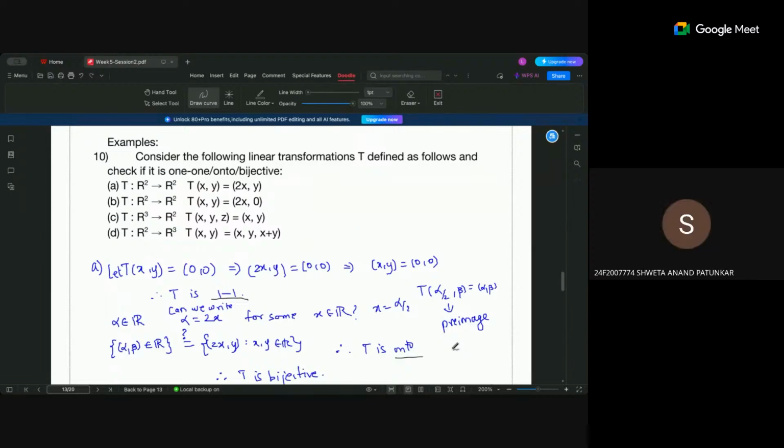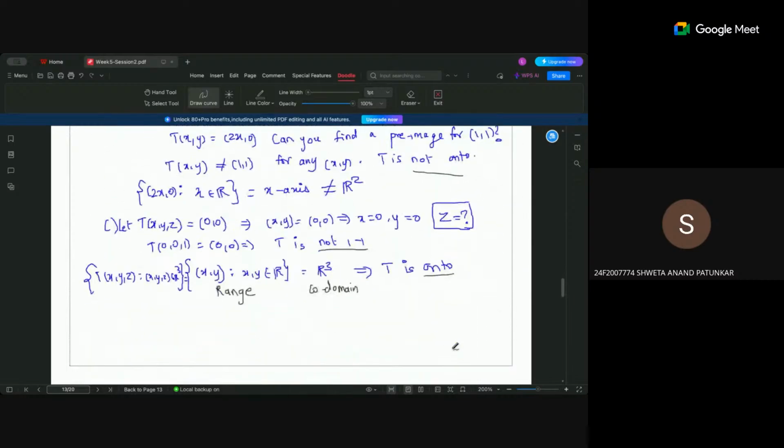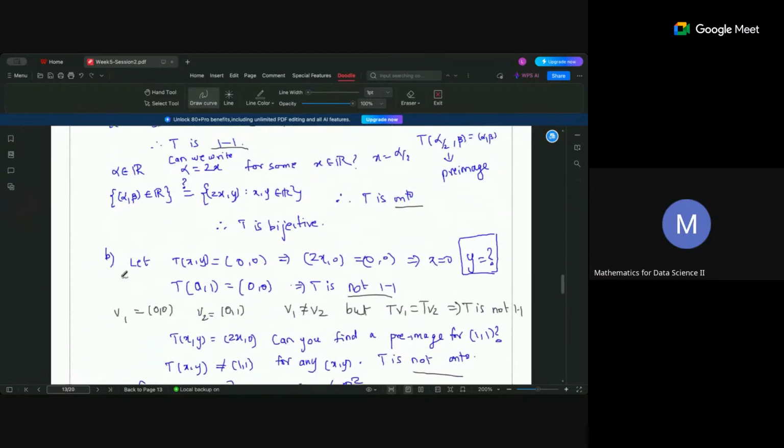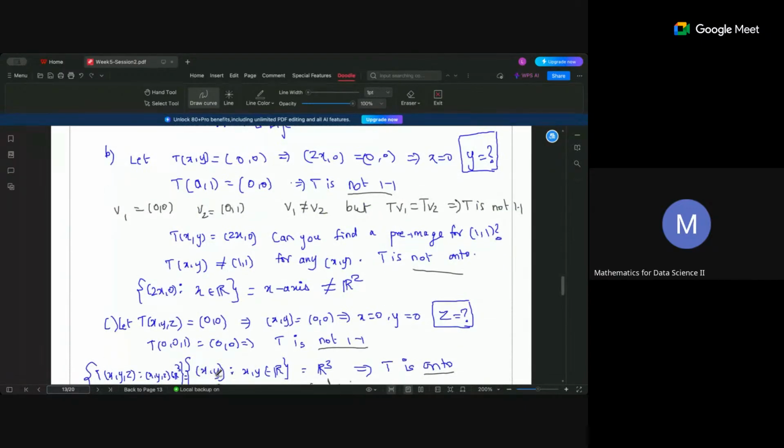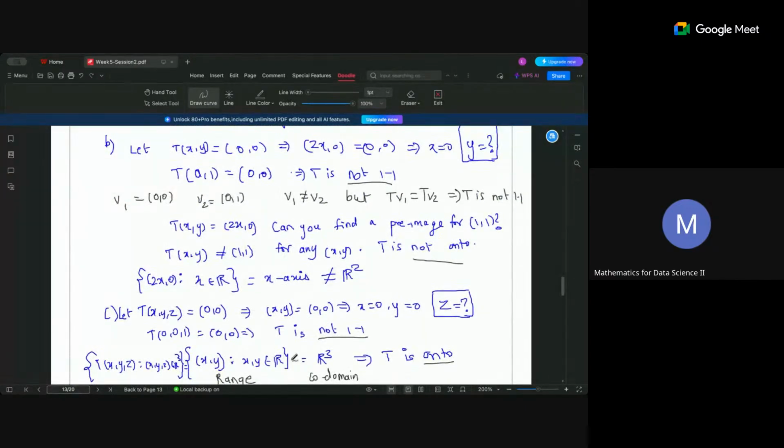Excuse me, ma'am. Yes. Please explain once again that part. I didn't get the range is equal to codomain. See, how is your range defined? Range is the set of all T of x comma y comma z for all x comma y comma z in R3. Now, what is T of x comma y comma z? It is simply x comma y, right? Where x and y are in R.